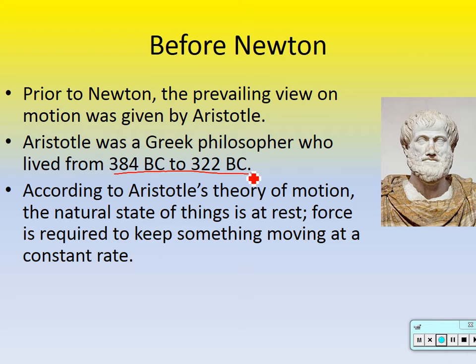According to Aristotle's theory of motion, the natural state of things is at rest. So he said things naturally come to rest. He said that a force is required to keep something moving at a constant rate. So if you think about this, say you're trying to push this ball across the room. Doesn't that make sense, how Aristotle thought about it? In order for this ball to be in motion, don't you have to keep adding a force?